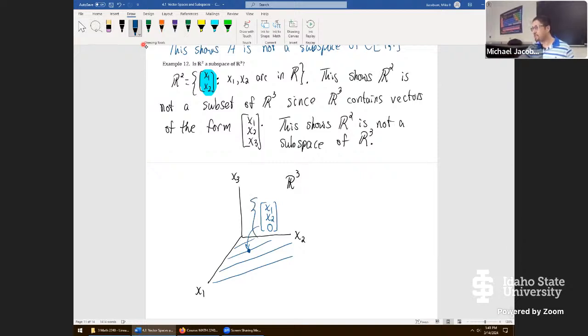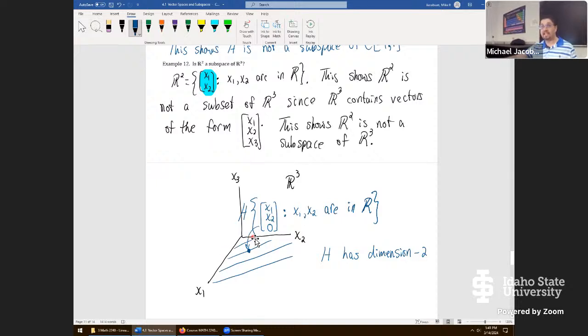Let's say this space, let's call it H, is a set of vectors of the form x1, x2, 0 at that component, so it looks like you're in the plane R2, such that x1, x2 are in R. The key pertinent fact about that set H is H has dimension 2. It's a two-dimensional set that's right inside here.